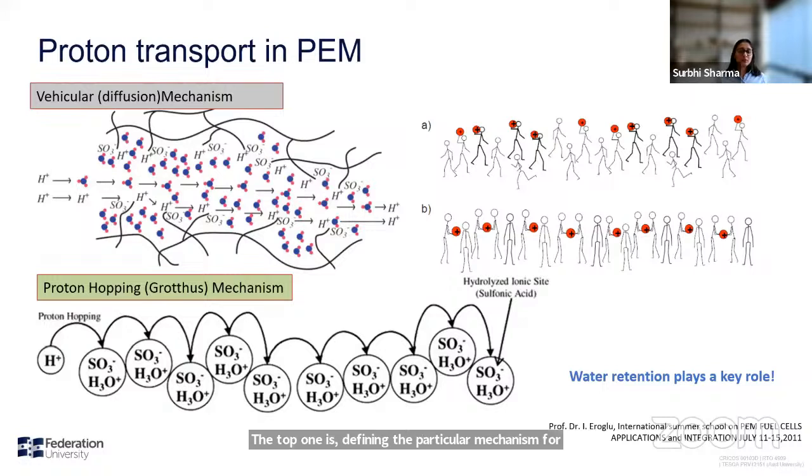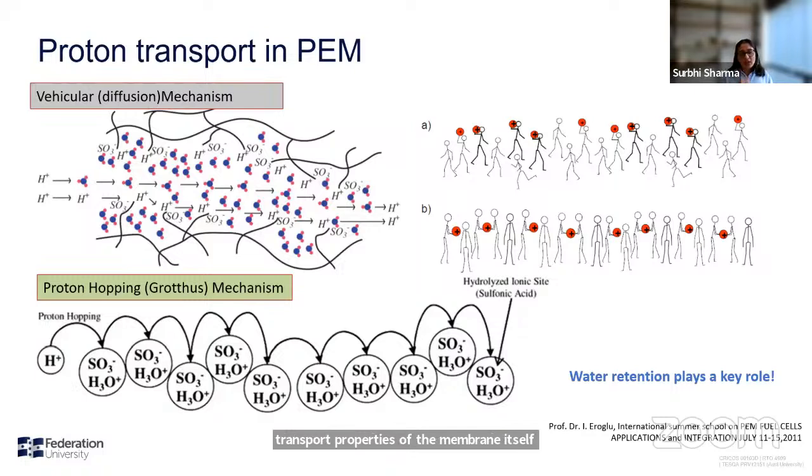For those who are not very familiar with all the chemistry, the easy way to understand it is that with the vehicular mechanism, each proton is carried by a single molecule through the membrane to the other side, whereas in the hopping mechanism, the proton gets transferred from one molecule to the other within the membrane. The membranes do this transport through the presence of hydronium ions, which are formed from the adsorption of water molecules present in the membrane. So water retention plays a key role in the transport mechanism and in the proton transport properties of the membrane itself.